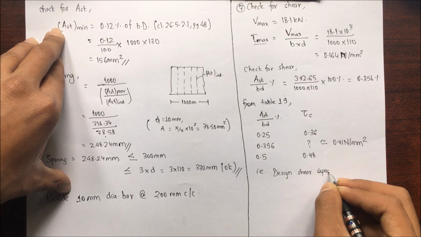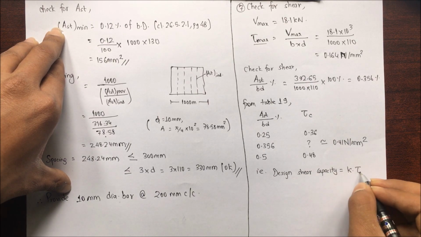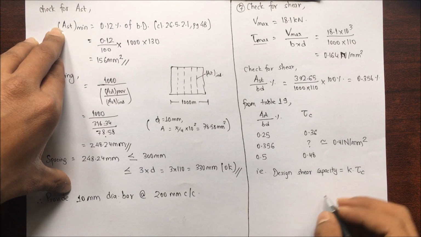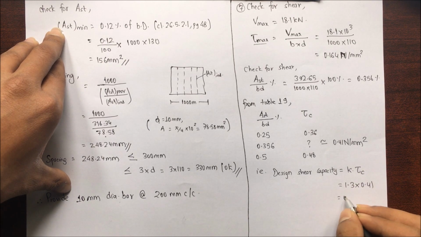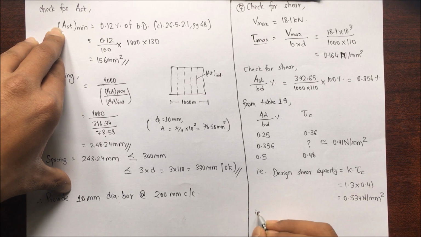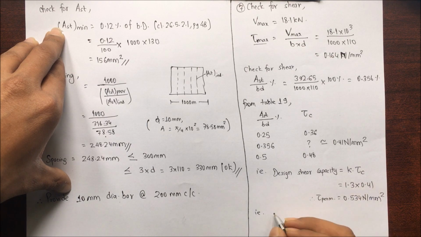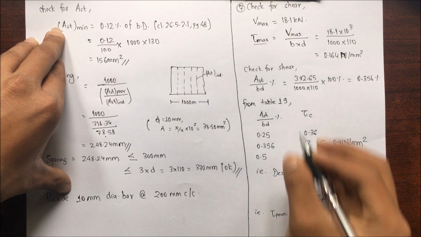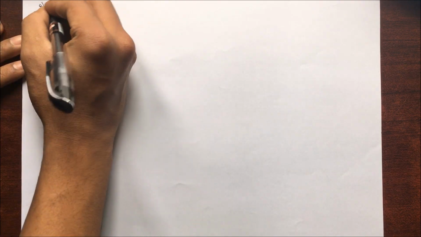Shear capacity is equal to K into tau c. Now K is a constant which is taken as 1.3 into 0.41, 0.534 Newton per mm square. The value of K is taken from the code. Tau permissible is greater than the tau max we have calculated, so it is okay. It is safe in shear. Now checking for deflection.